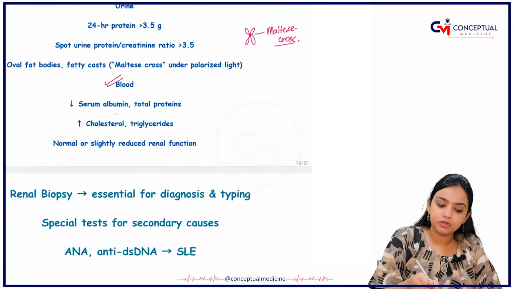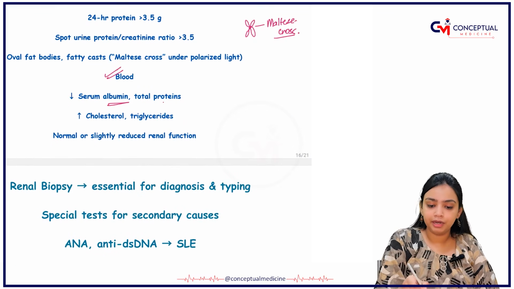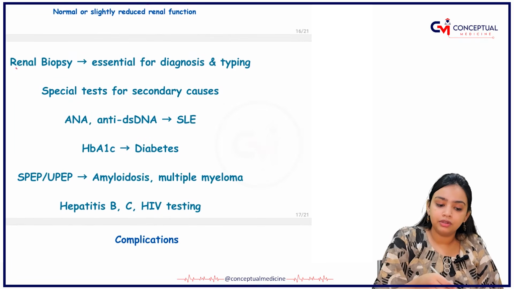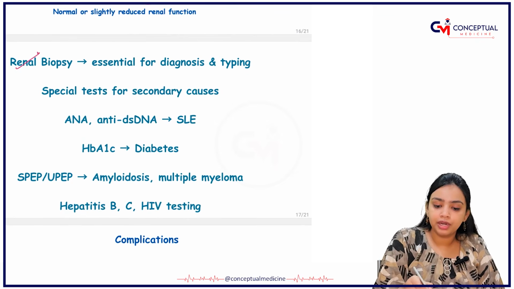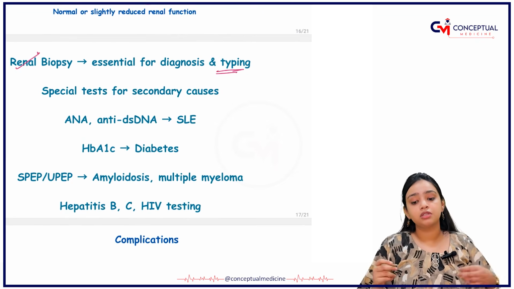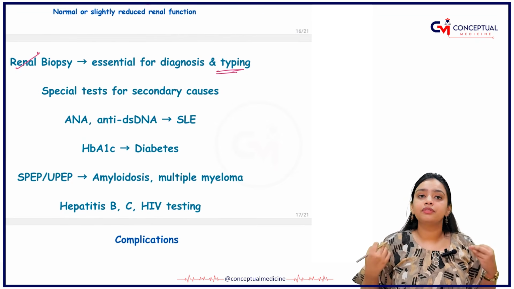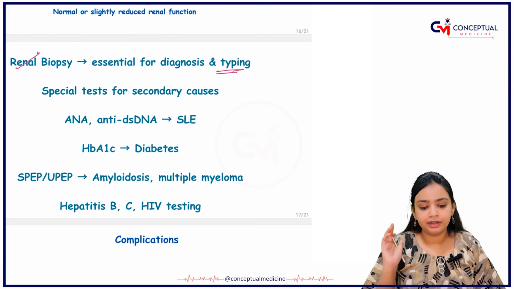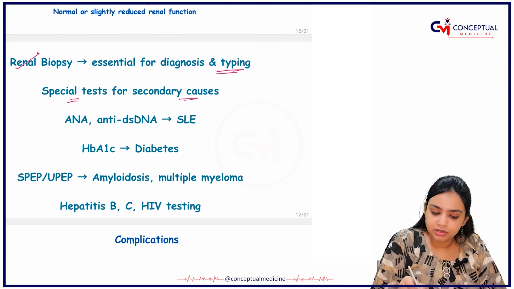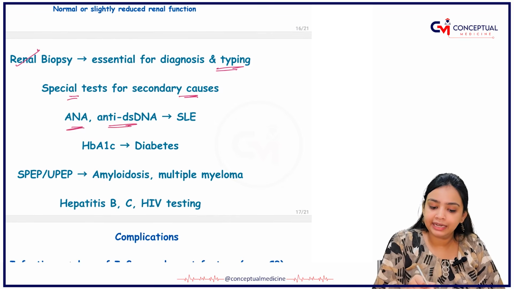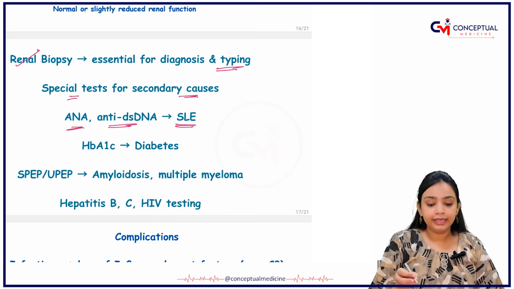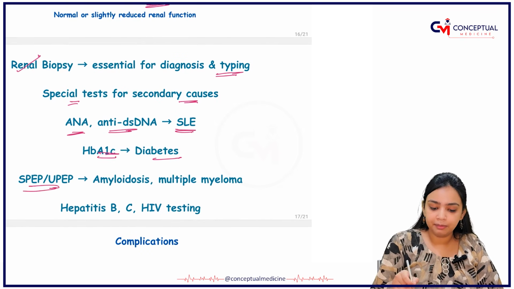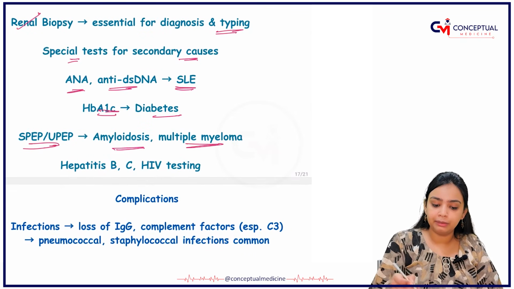In the blood, you will be able to see decreased serum albumin and total proteins, increased cholesterol and triglycerides. The renal biopsy is very essential for diagnosis and for the type of nephrotic syndrome that is there. It helps us in diagnosing that as well. So you have special tests like ANA, anti-dsDNA for SLE, HbA1c for your diabetes, SPEP for your amyloidosis and multiple myeloma.